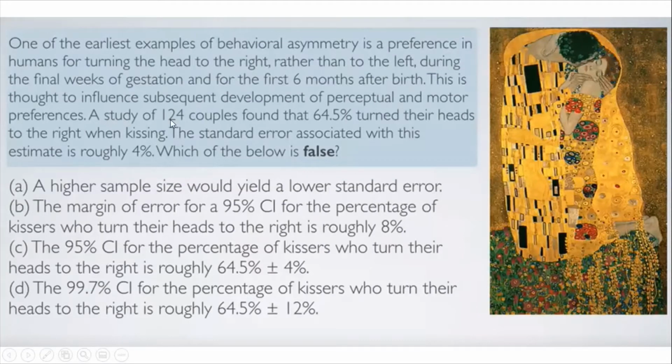Then they did a study and recruited 124 couples, and the study found that 64.5% of these couples turn their heads to the right when they kiss each other. The standard error associated with this is roughly 4%. So we now have a point estimate, which is a proportion. This point estimate can be a mean, median, or any descriptive statistic, and then we have a standard error of 4%.